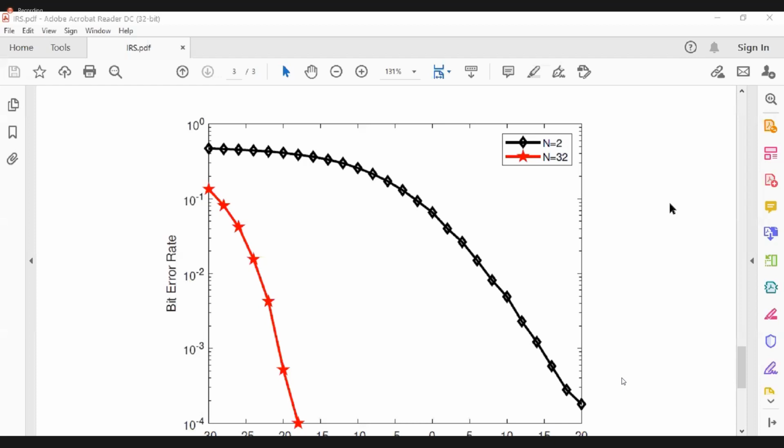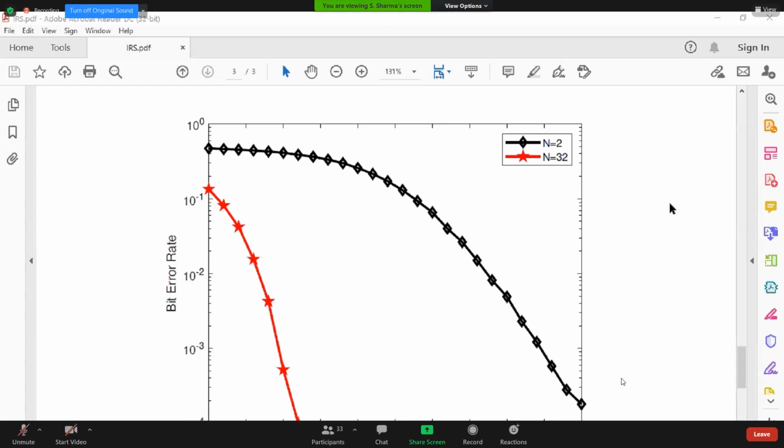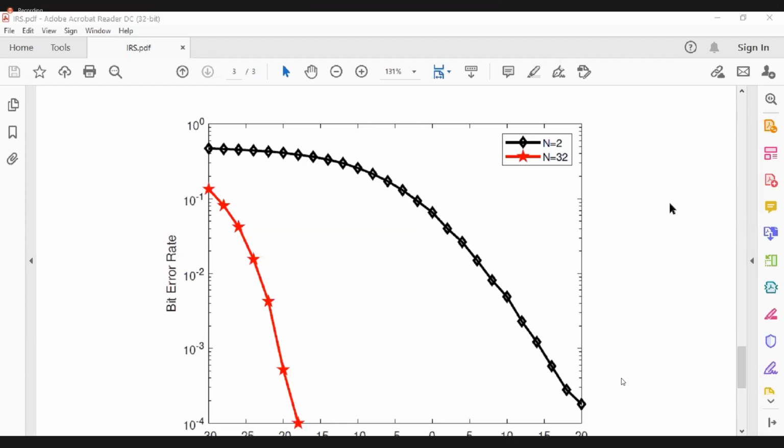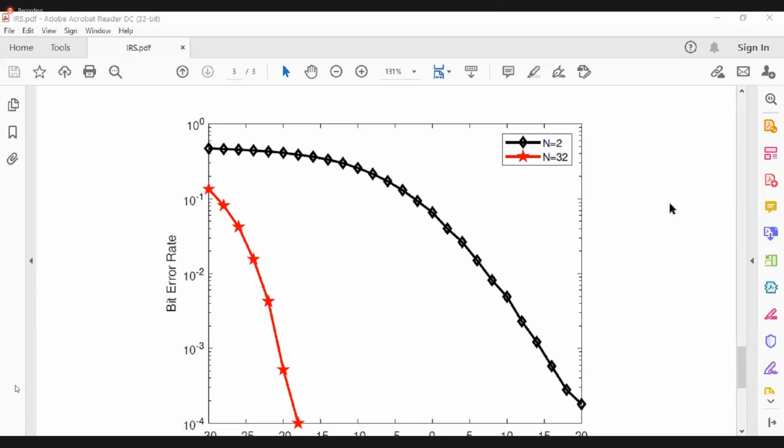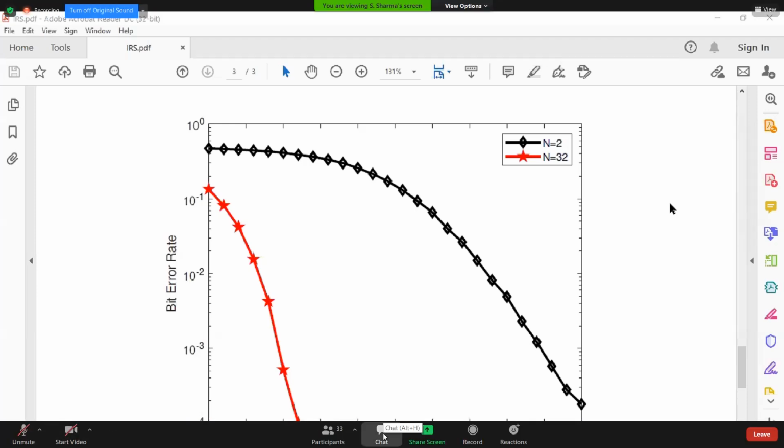Okay, sir. Thank you. Sir, one last question. Do we have any general comparison of all these codes in terms of efficiency when they are used in applications, like all the sparse codes or your LDPC codes? Do we have any comparison?